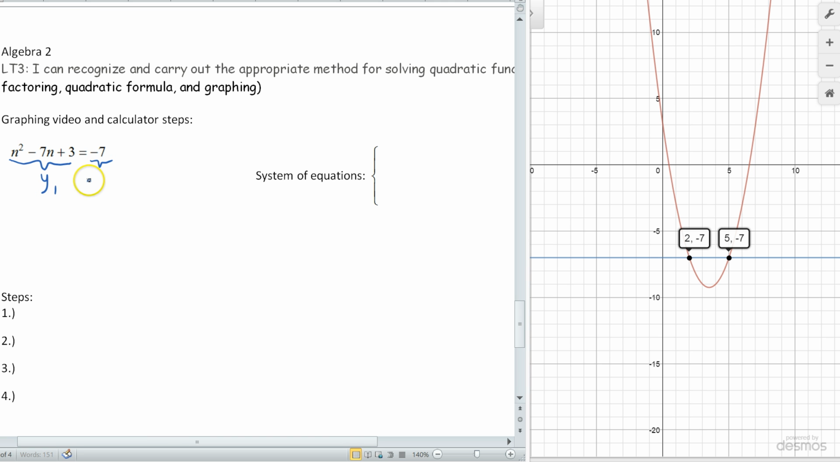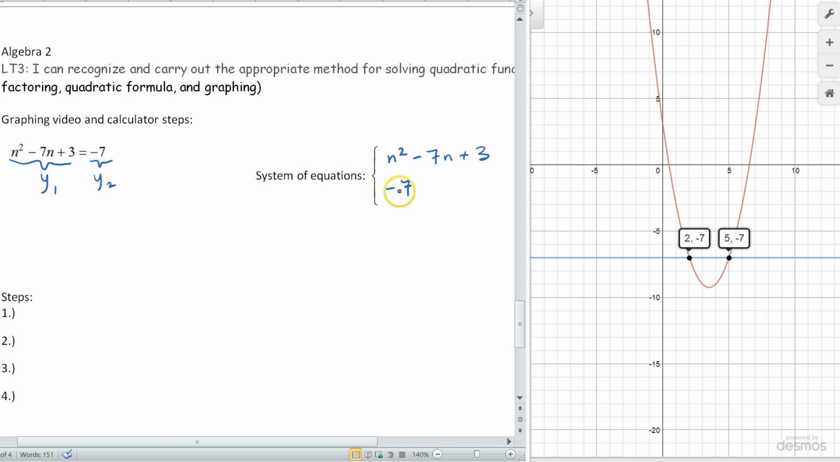So we are going to write the system of equations as n squared subtract 7n plus 3, and then our second equation will be -7. So we want to know for what n value we'll have an output of -7.